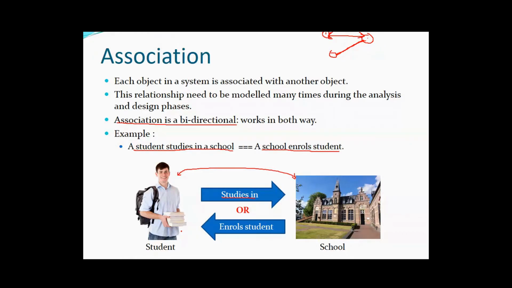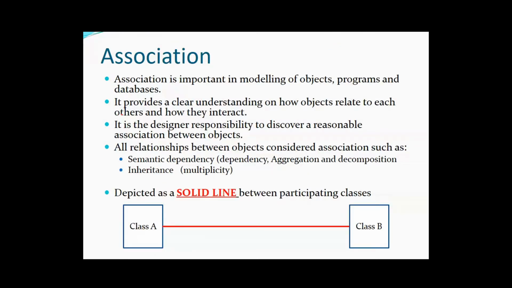Similarly between class and student, between company and employee, between bank and customer. There is always an association between objects. This is an example of association. Remember, association is bidirectional, in both ways.